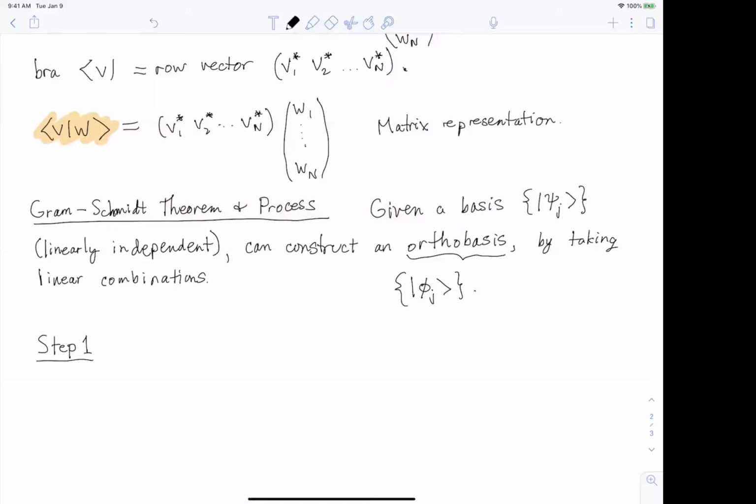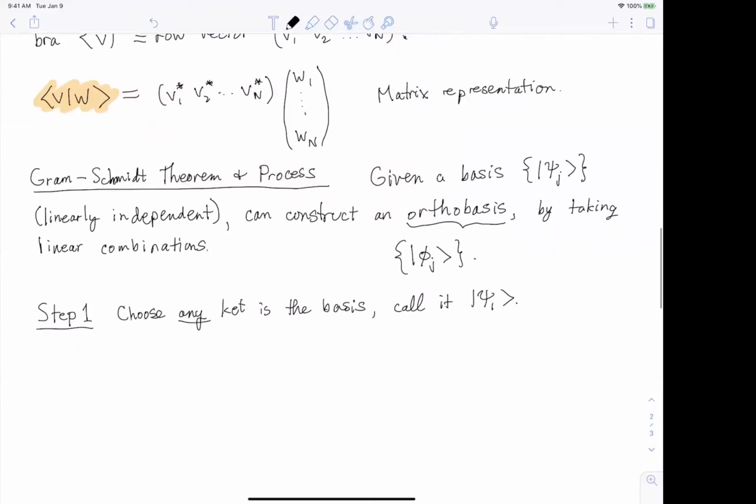So step one is you just choose any one of the original kets. Doesn't matter which one. Choose any ket in the original basis. And so we'll just choose the first one. Why not? So we'll choose psi sub 1. Of course, you can relabel them to make it any one you want. For convenience, it might be better to choose a different one.